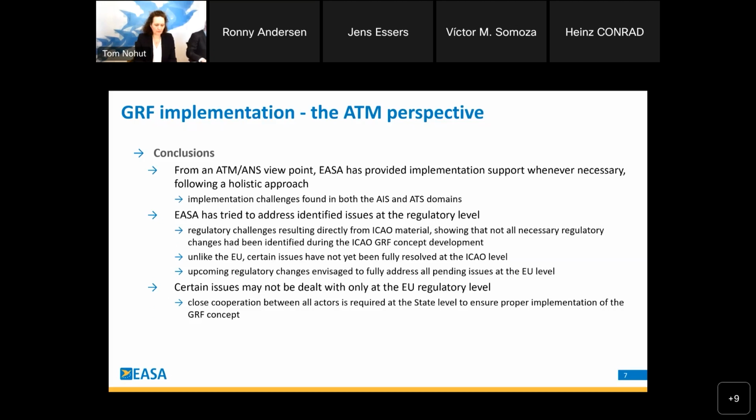As we mentioned, some issues cannot be dealt with only at the EU regulatory level. So we would like to seek close cooperation with all actors at the state level in order to ensure proper implementation. But my understanding from the presentation this morning was that, from the other domain, because we haven't got any speaker who would really represent ATM-ANS, the positive aspect of the GRF concept as such. So that's all from our side. Thank you for your attention, and I'll hand over to my next colleague.